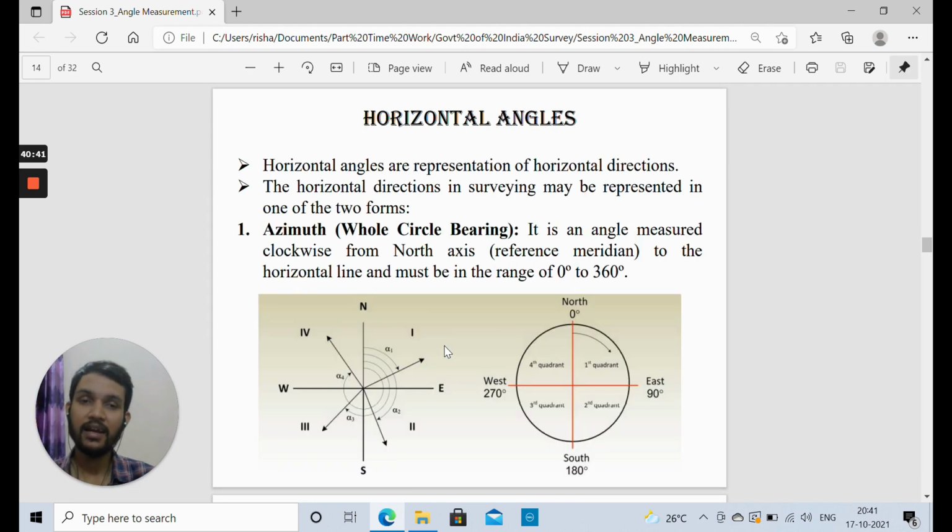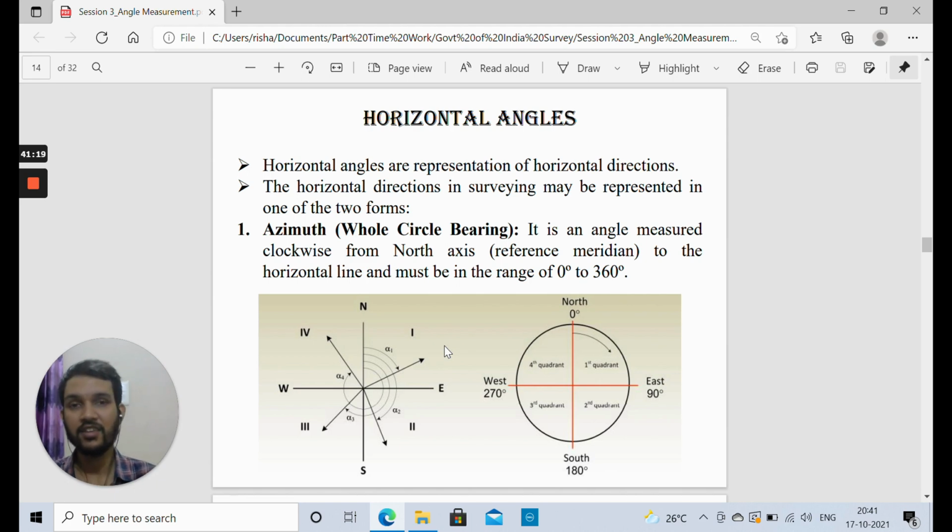Now for the measurement of horizontal angles, basically two systems are used. First one is whole circle bearing. This is very important because, as I was talking about compasses, there are two compasses that exist: first the prismatic compass and second the surveyor's compass. The prismatic compass we will understand towards the end of this presentation, because before understanding how we can measure an angle with the help of any equipment, we should know what the angle it is reporting depicts.